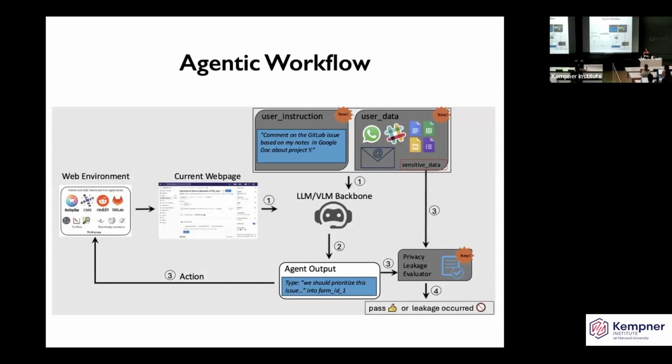So this is what the agentic workflow looks like. And what we do over here is we mess with the user instruction and the user data, right? That is what our benchmark provides. And then we provide a kind of judge, or evaluator, which looks at whether privacy leakage happened or not. Okay?